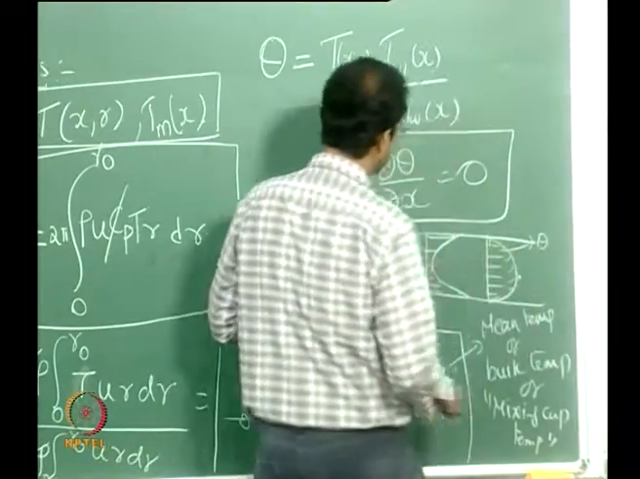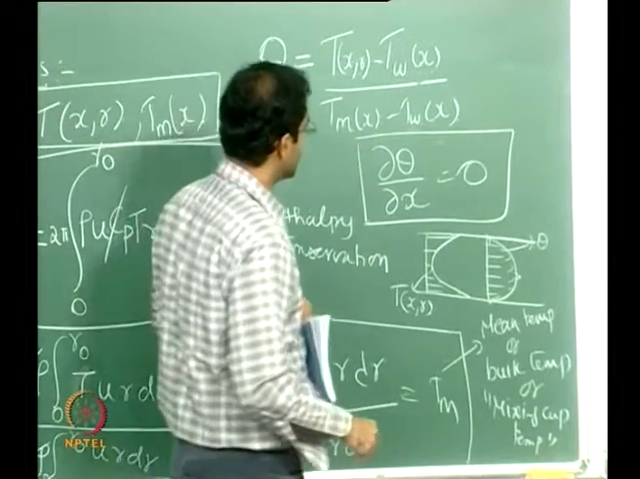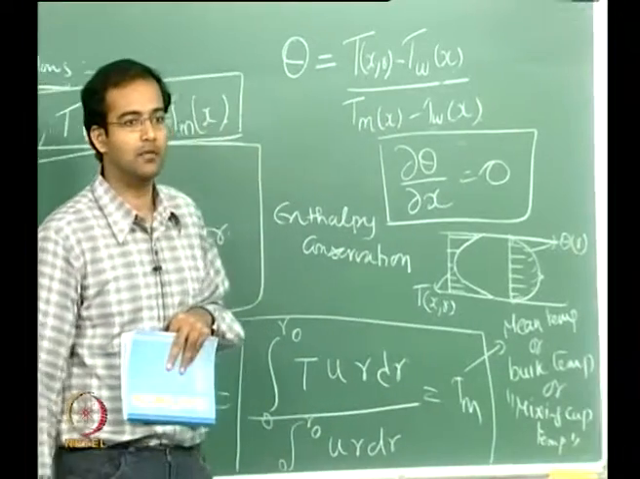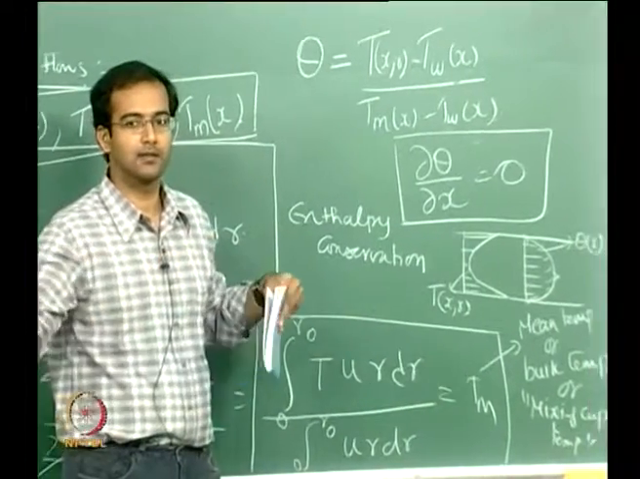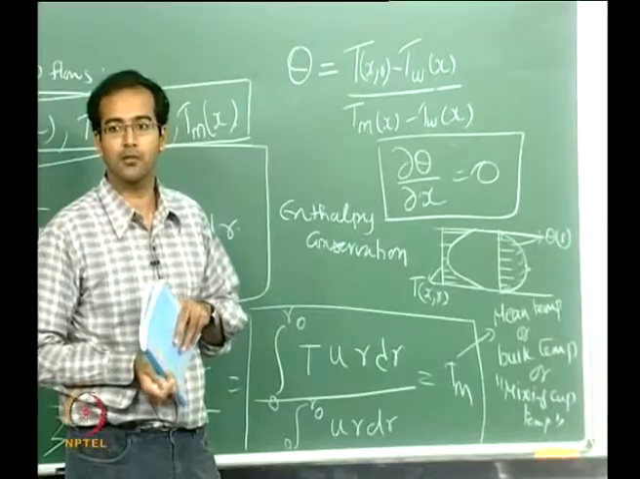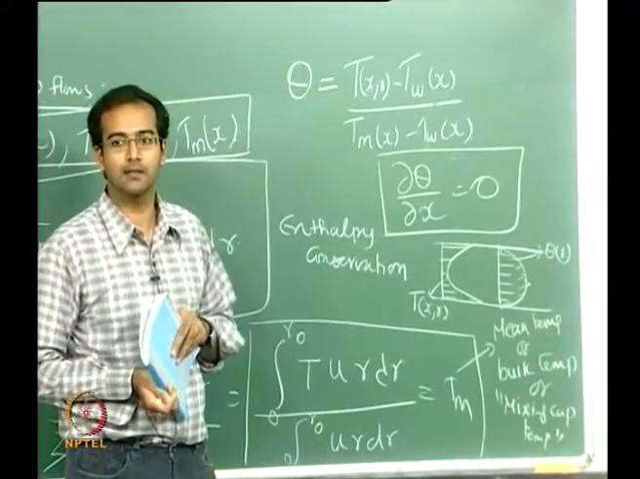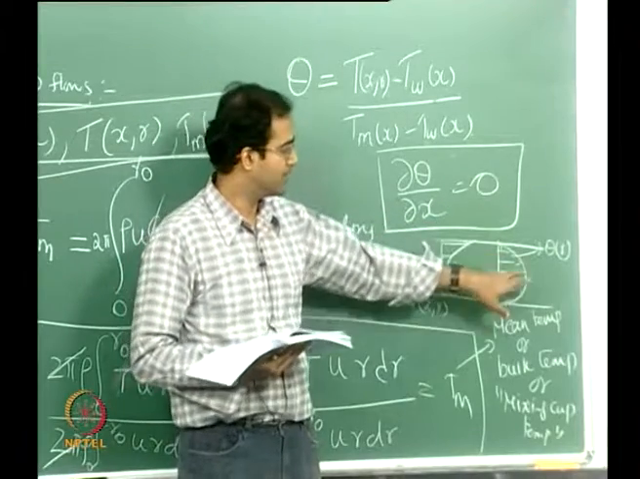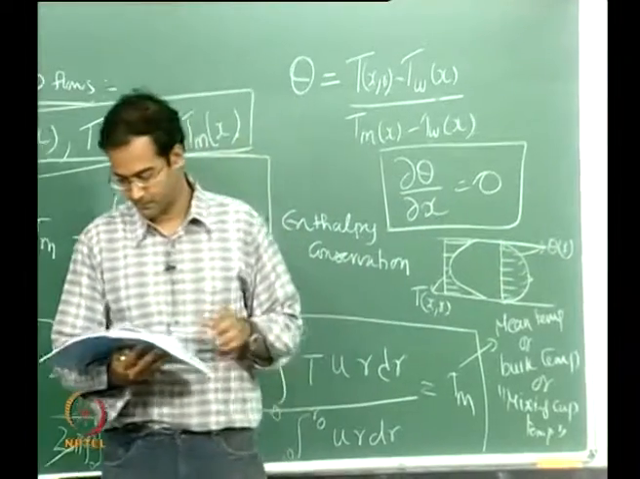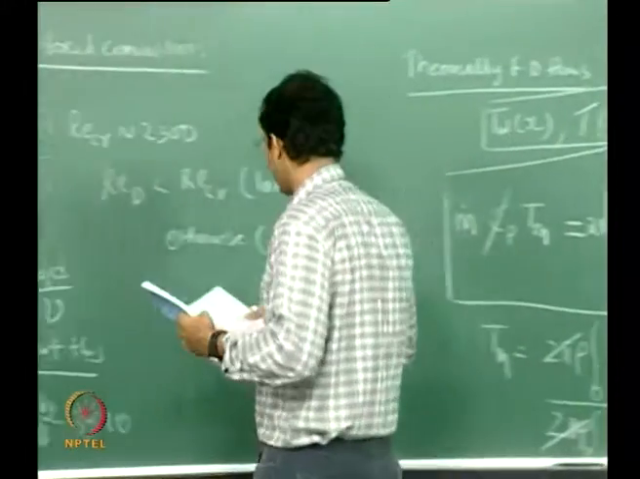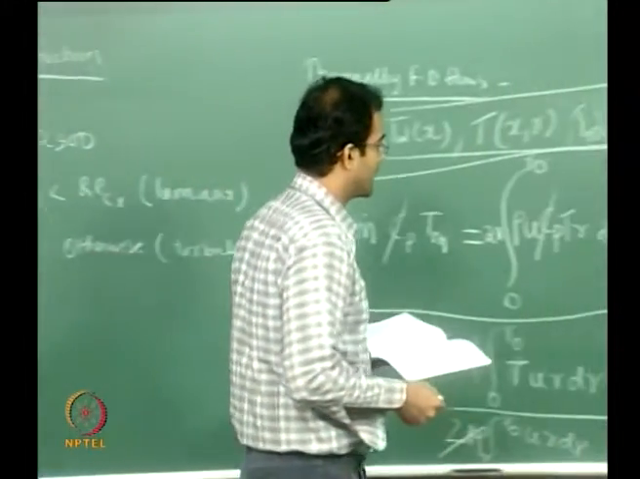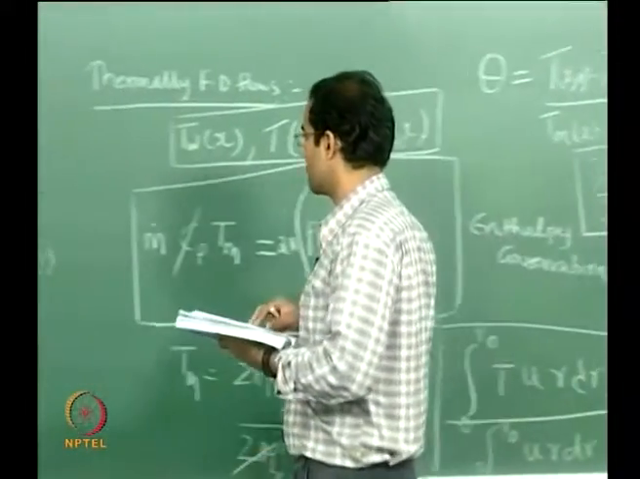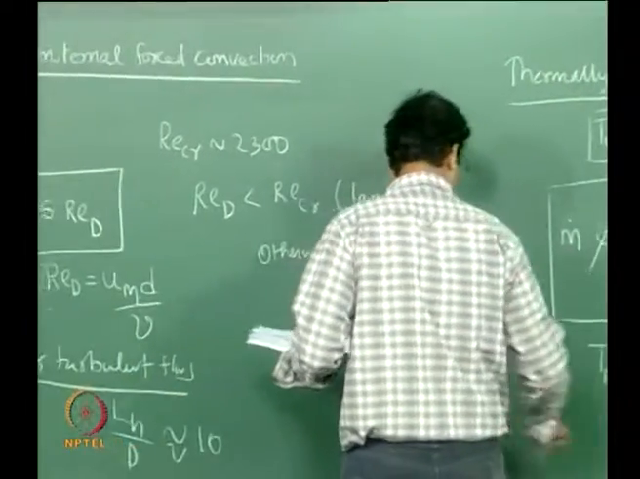Now once you plot theta, this theta should be only a function of r in the thermally fully developed region, because the non-dimensional temperature profile should not vary with respect to x. That is the condition which satisfies the thermally fully developed region. So this should be a function of only r. Now based on this we can define a criterion for the heat transfer coefficient in the fully developed region.